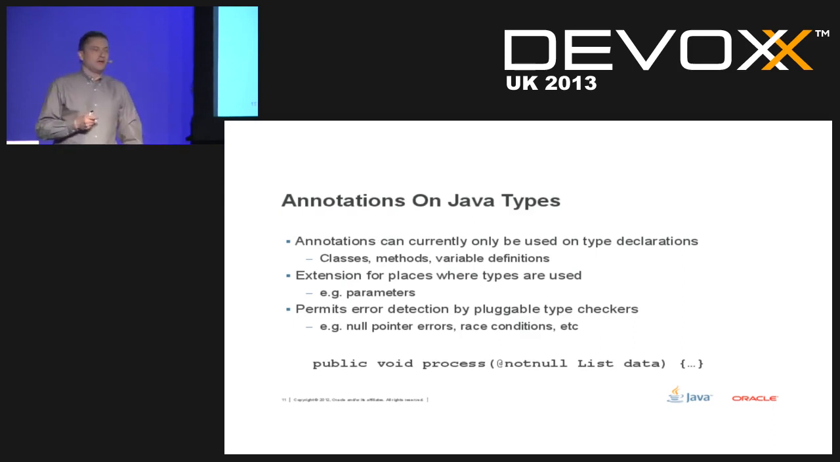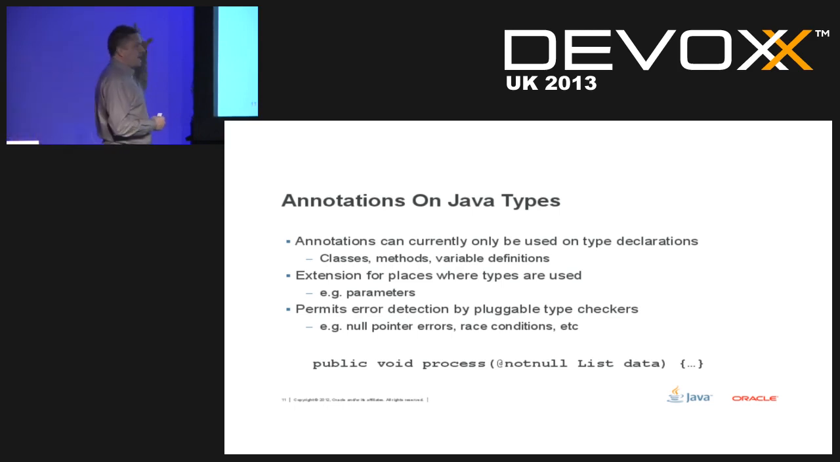Annotations on Java types. Now, these have been around since Java SE 5, and they've really proved to be very, very useful, especially if you look at the way that Java EE has evolved and our move away from the whole deployment descriptor issues. So now, by using annotations, we can do a lot more in terms of making the code more readable, the whole idea of using POJOs, plain old Java objects, and things like that.